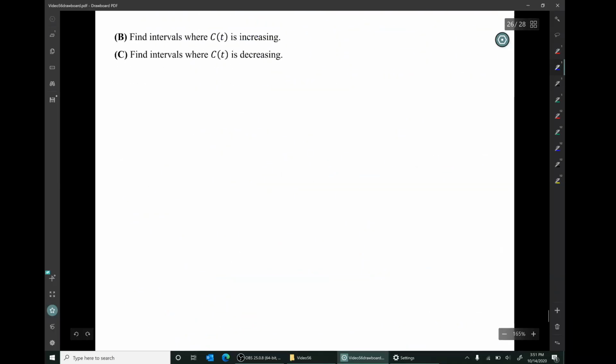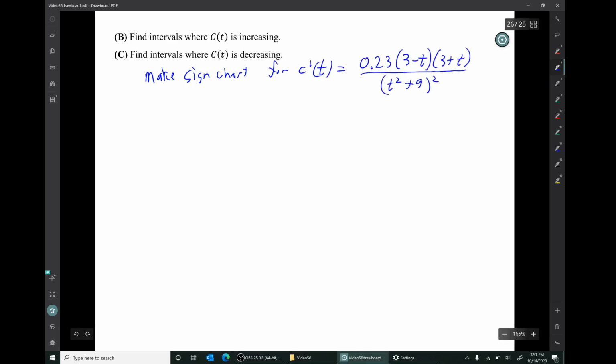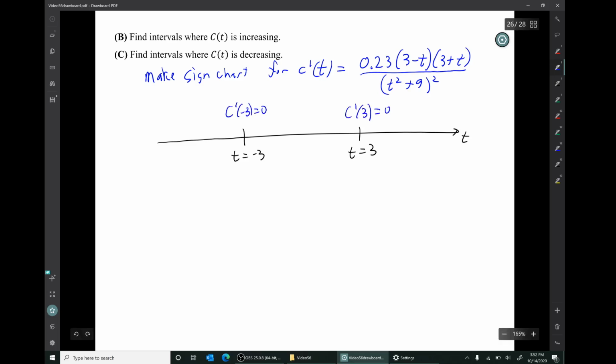Find the intervals where c is increasing and the intervals where c is decreasing. So our strategy is to make a sign chart for c'. Well, we know how to do that. We label the sign chart. We put the partition numbers for c' on the sign chart. We put the behavior at those partition numbers. Then we choose test numbers.